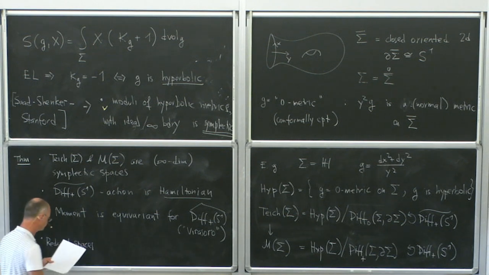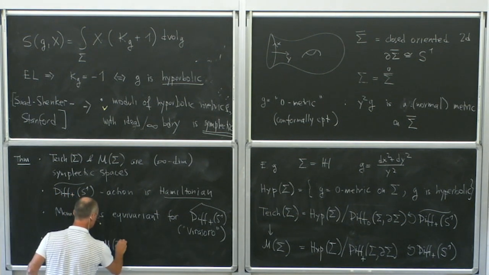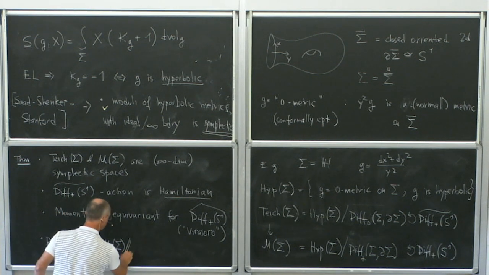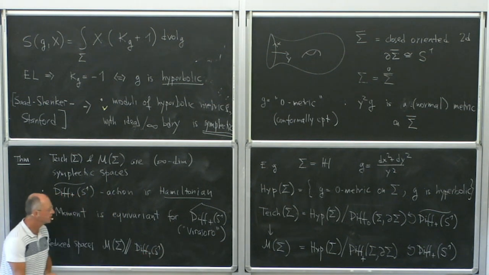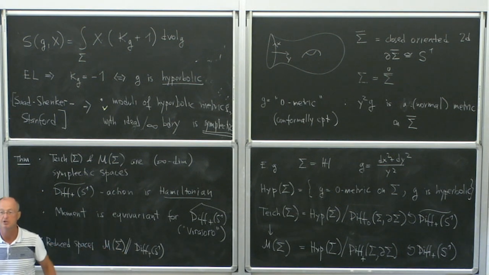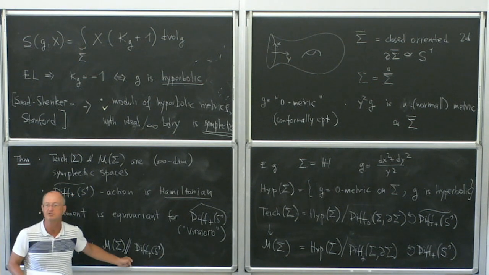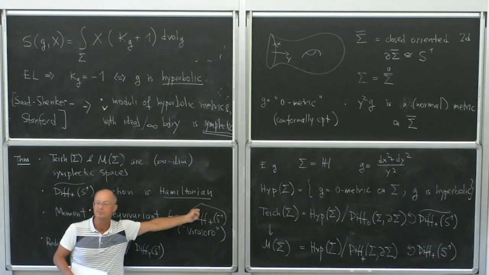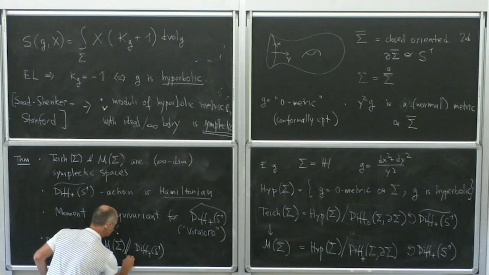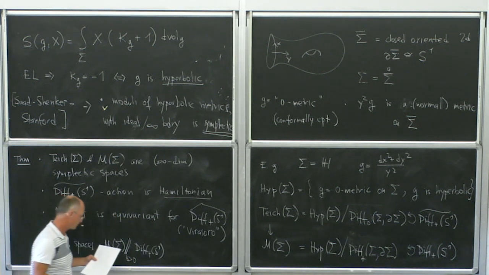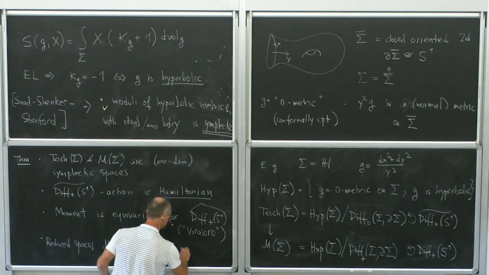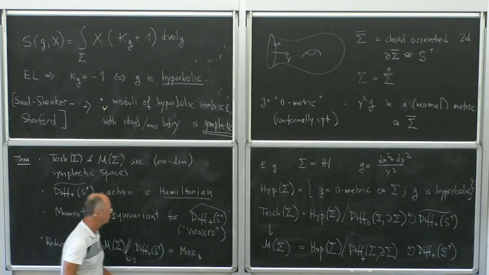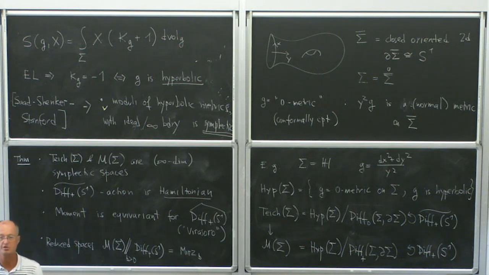And finally, reduced spaces. So you take the moduli space and you reduce it by diff plus S1. Here you probably know, right, at the reduction, you should say at which level you reduce. And the levels are labeled by positive real numbers. This depends on the group with which you reduce, and in this case, this is labeled by those positive real numbers, and they turn out to be equal to Mirzakhani moduli spaces of hyperbolic metrics.